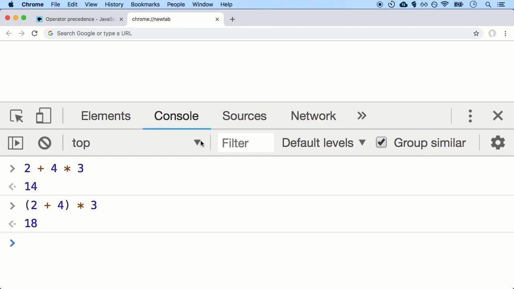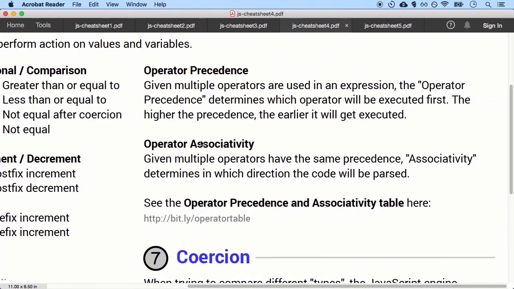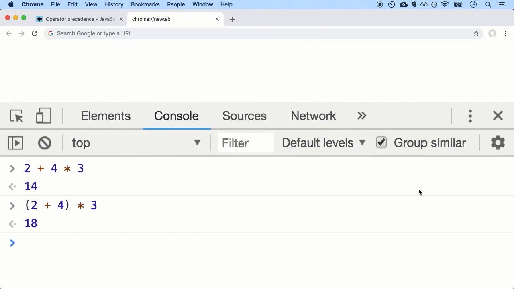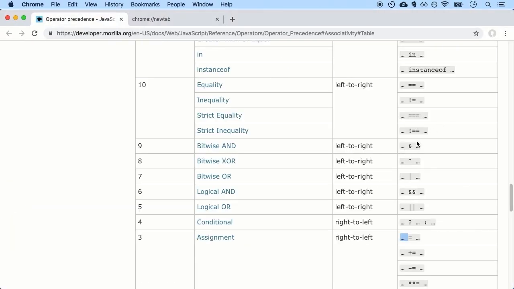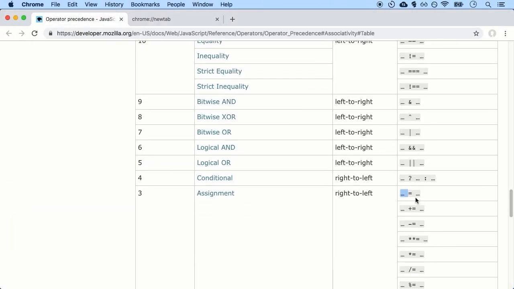The next topic I want to discuss with you is operator associativity. What this means is that given multiple operators with the same precedence in an expression, associativity determines in which direction the code will be parsed. So is it going to go from left to right or right to left? If you go back to our table over here, it will basically determine in which direction things are working.